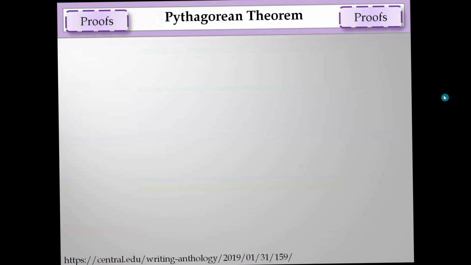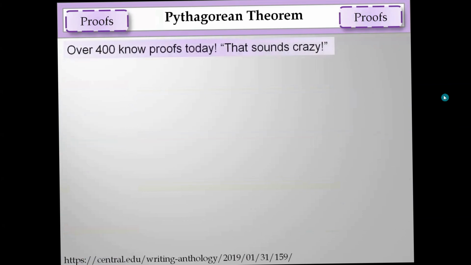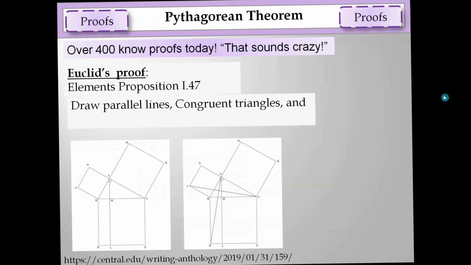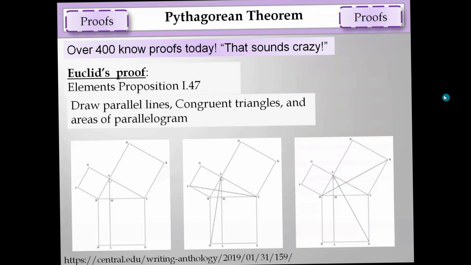Speaking of proofs, for the Pythagorean Theorem, there are over 400 known proofs today. That's crazy! Let's refer back to one of the proofs we talked about earlier, the Euclidean proof from the Elements book, Proposition 1, number 47. The first part of the proof requires us to construct parallel lines. The second part will require us to construct congruent triangles. And the last part will figure out how to do areas of parallelograms. That's the brief Euclidean proof in the Elements for the Pythagorean Theorem.